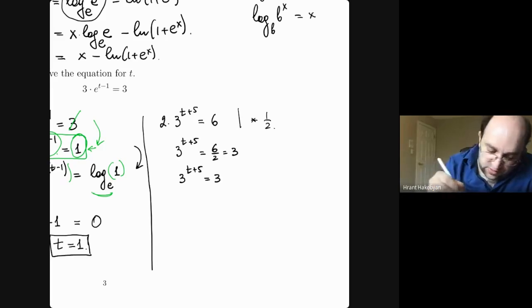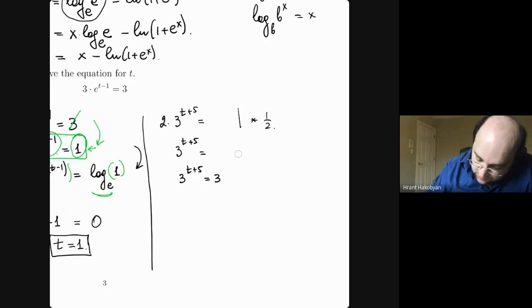Actually, this is too easy. Let me just change it a little bit. Let's make it 7 instead of 6. So this is 7 over 2, because I divide both sides by 2. So I get 3 to the power t plus 5 is 7 over 2.